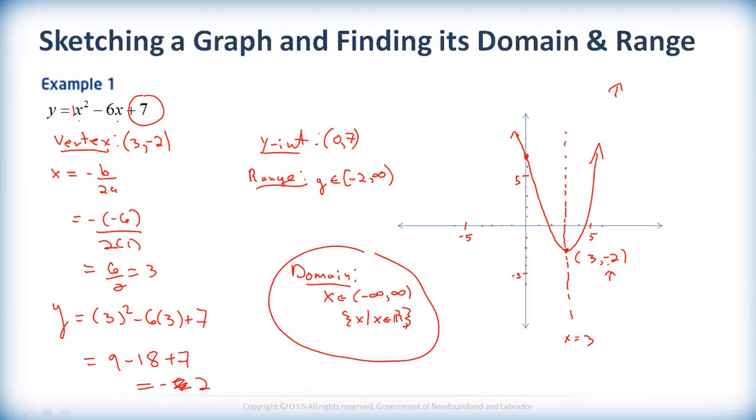So basically what that means, if we write that in set notation, is we have all values of y that are real, as long as y is any number that's greater than or equal to -2. And that's it. That's your domain and range.